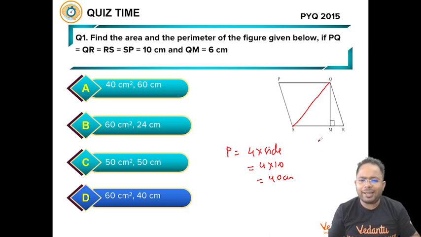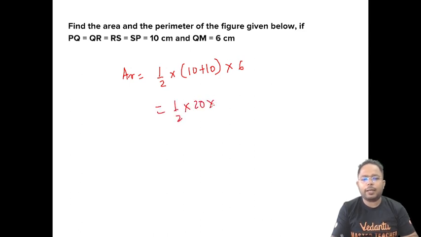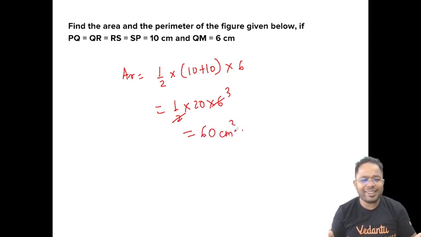Now the area of a triangle is always in our mind. Sometimes the area of a parallelogram may slip away, but the area of a triangle is very simple to remember: half base into height. You can take the base as SR and the height as QM, and multiply with 2 so that it gives the area of this figure. And if you know the formula for the area of a parallelogram, then it's super amazing. So half into sum of parallel sides, 10 plus 10, into height. Height we have been given 6, so half of 20 into 6 is 60 centimeter square, right?